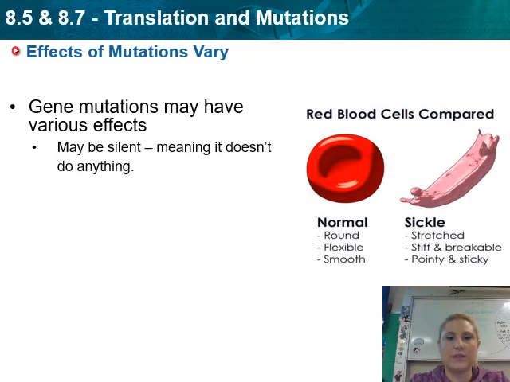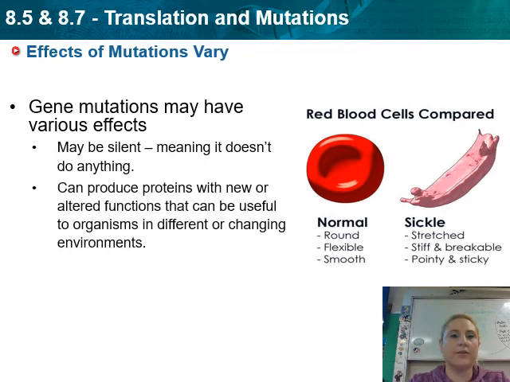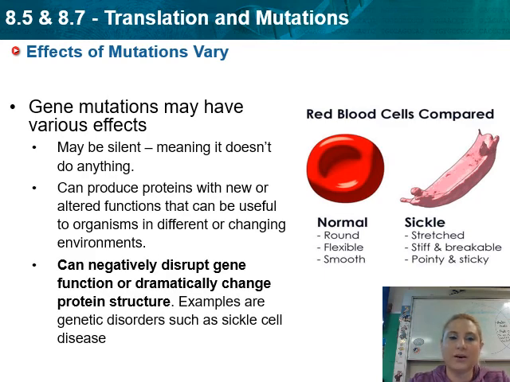Gene mutations may have various effects. Some may be silent, which means it doesn't do anything. Some of them can alter or change proteins so much that it can be useful. So this is called like adaptations, when things have changes that actually help them. But also we have some negative sides. They can disrupt the gene's function or dramatically change the way the protein works, causing genetic disorders.